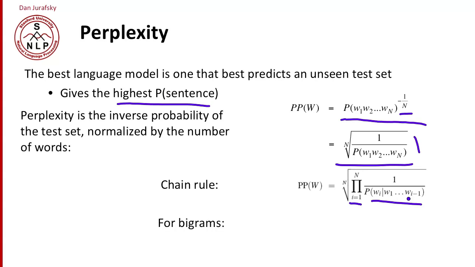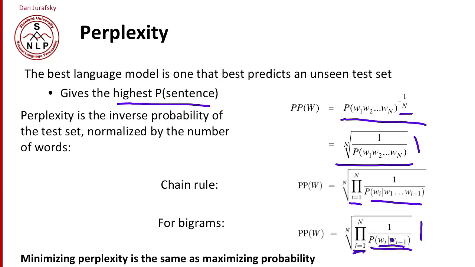And then for bigrams, by our Markov approximation to the chain rule, we can estimate the probability of a sequence of words with the product of a bunch of bigrams. So the perplexity of a string of words according to a bigram model is the nth root of the inverse of the product of n bigram probabilities. So because of this inversion, minimizing perplexity is the same as maximizing probability. And this is important to keep in mind when thinking about perplexity.